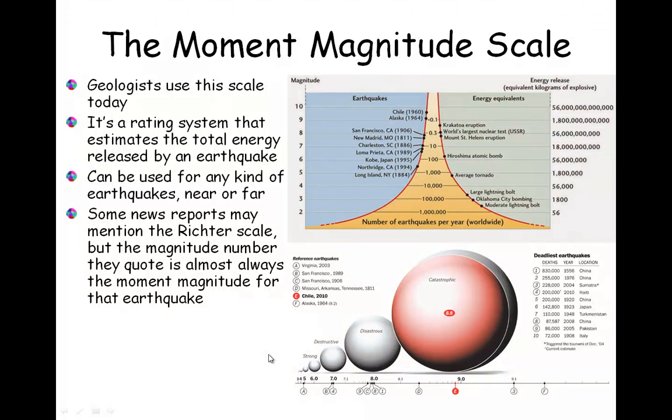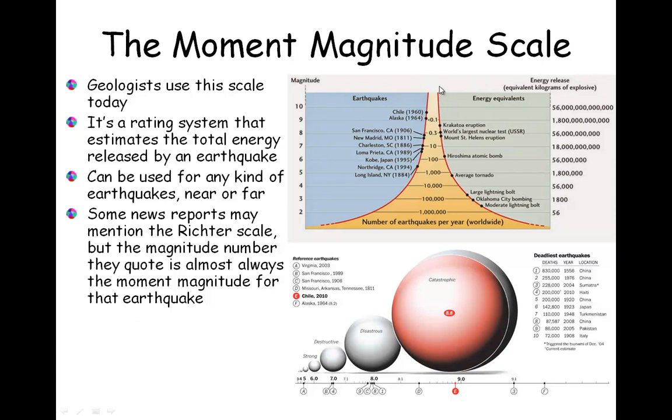The moment magnitude scale is actually used by geologists today, and it rates the whole earthquake system based on the total amount of energy released by an earthquake. So it's adding the P waves and the S waves and the surface waves to it. It can be used for faraway earthquakes, even if they're relatively small. Some news reporters may actually mention the Richter scale, but the moment magnitude number is probably the one that's being used.